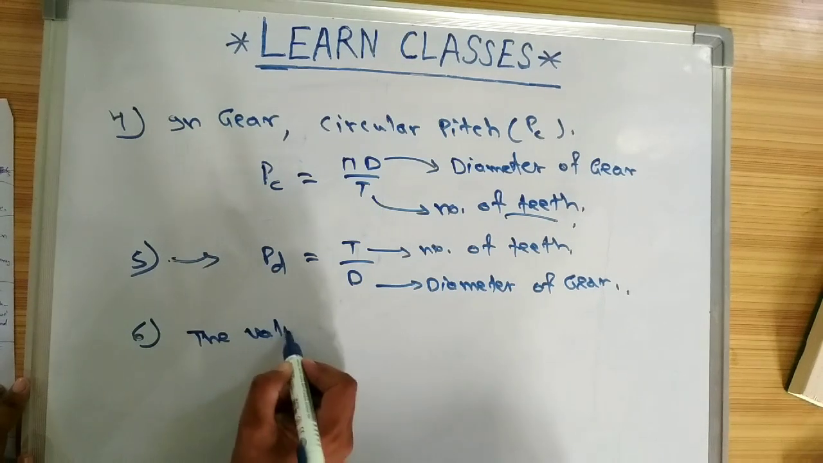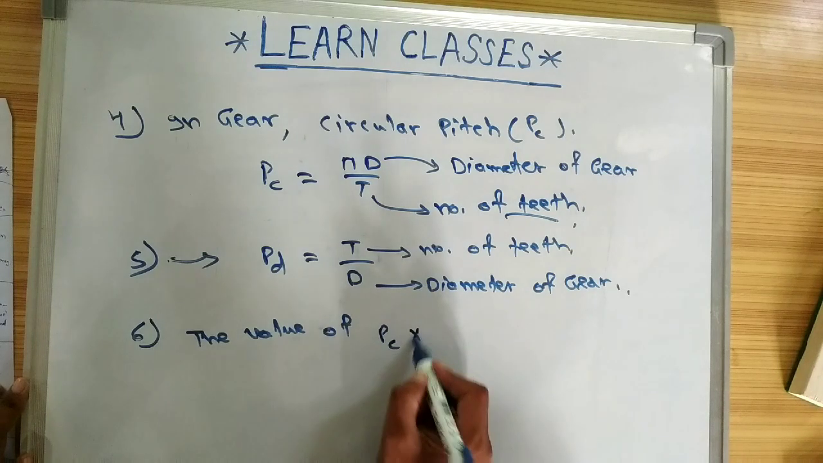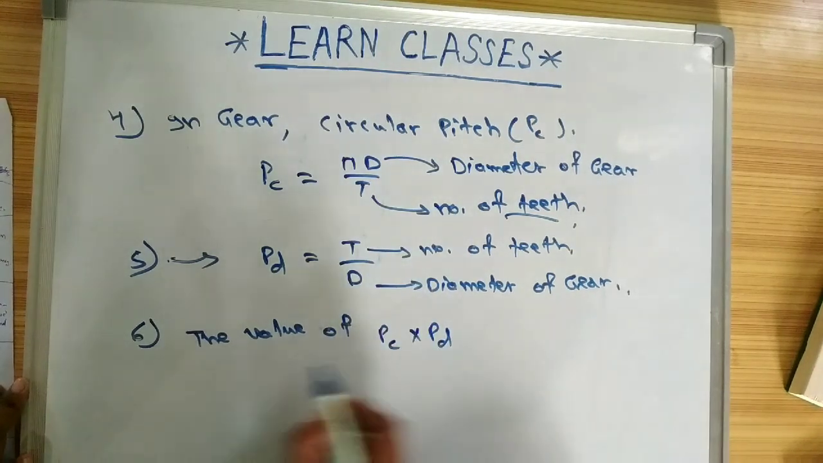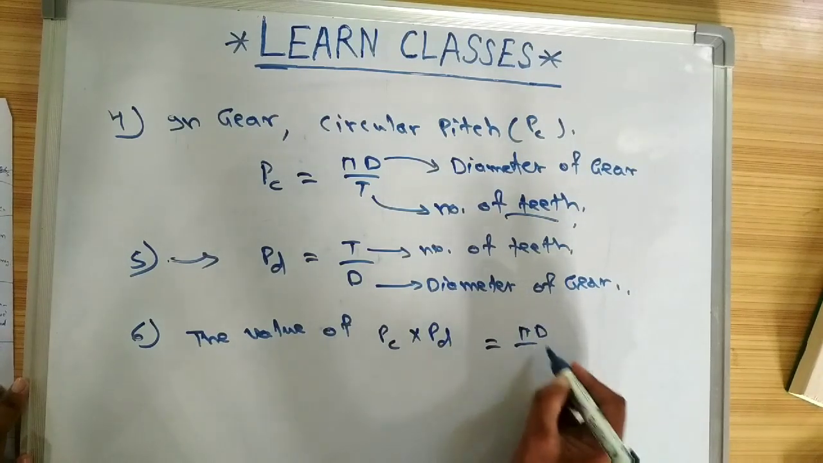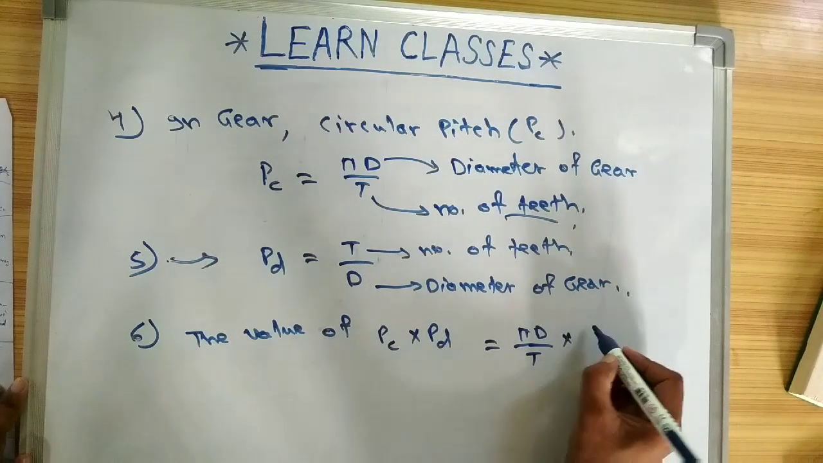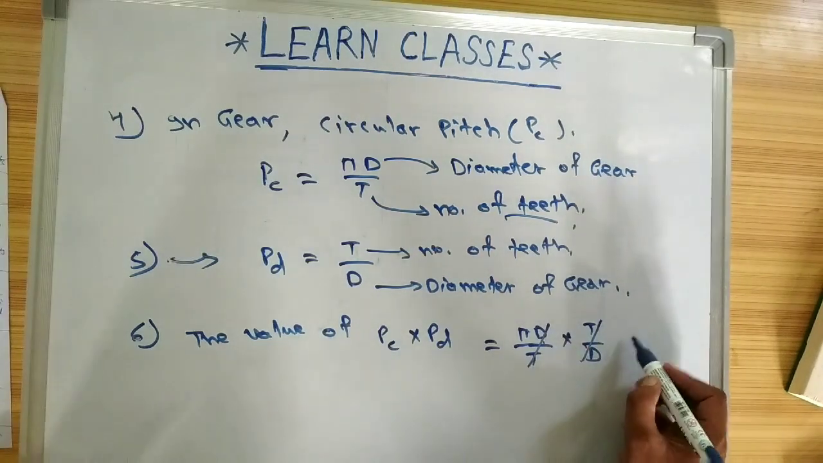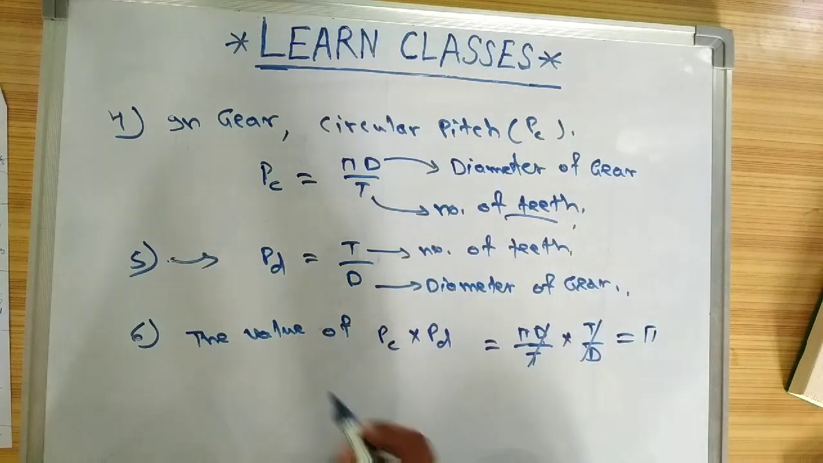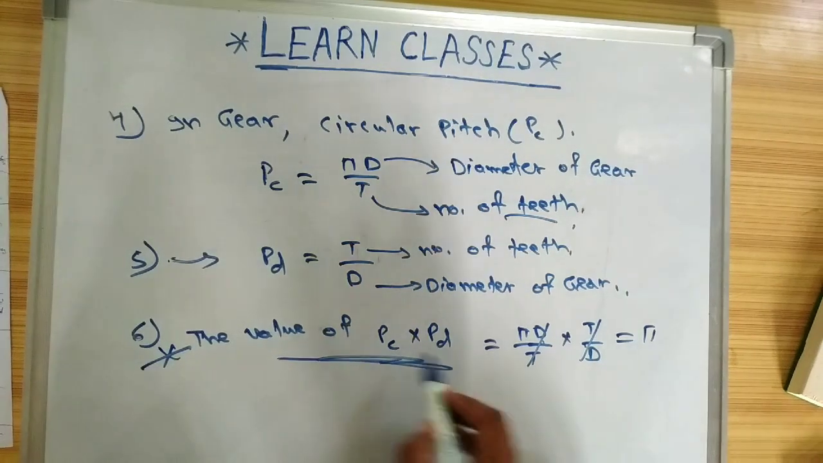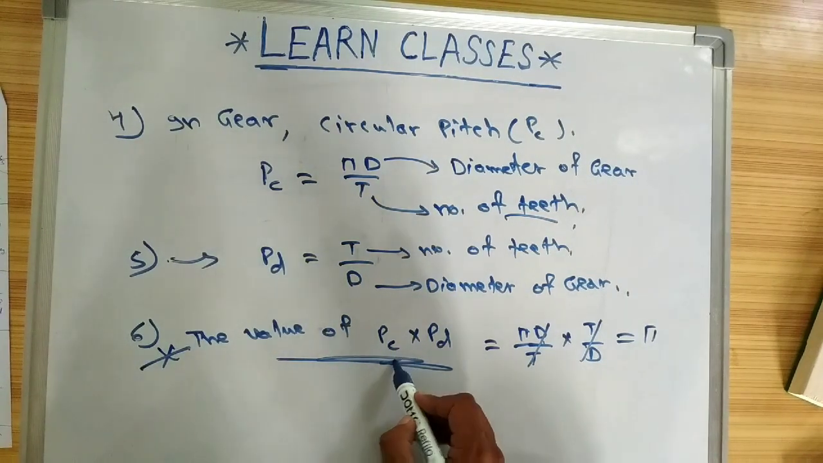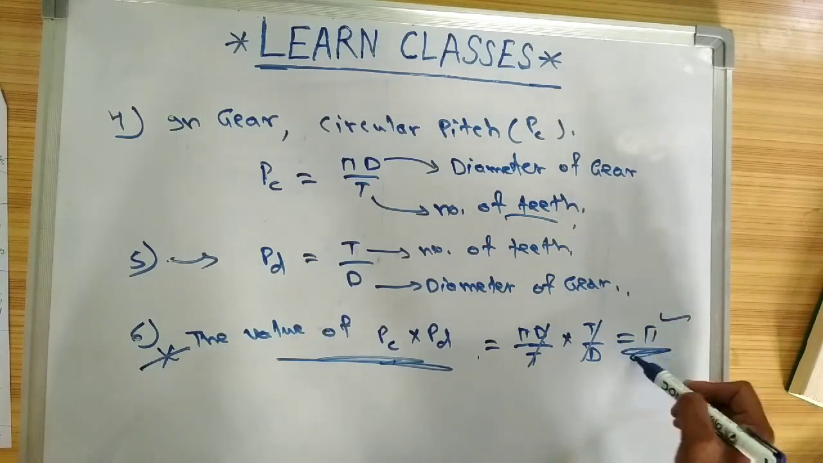The value of PC multiplied by PD is pi D by T into T by D, so it cancels and gives pi. This is the most important: the value of circular pitch multiplied by the diametral pitch is pi.